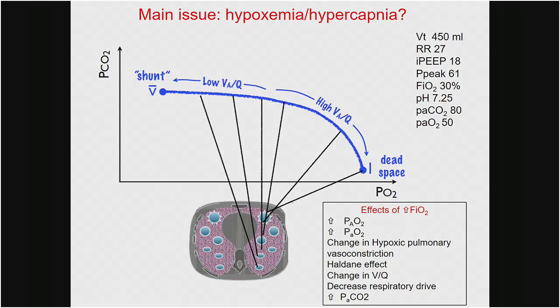But increasing FiO2 will definitely improve the oxygen content and improve PaO2, but will also determine a change in hypoxic pulmonary vasoconstriction, and therefore a change in VQ mismatch, and a change in the respiratory drive. Altogether these may not be as advantageous, with the potential further increase in CO2. Next slide.